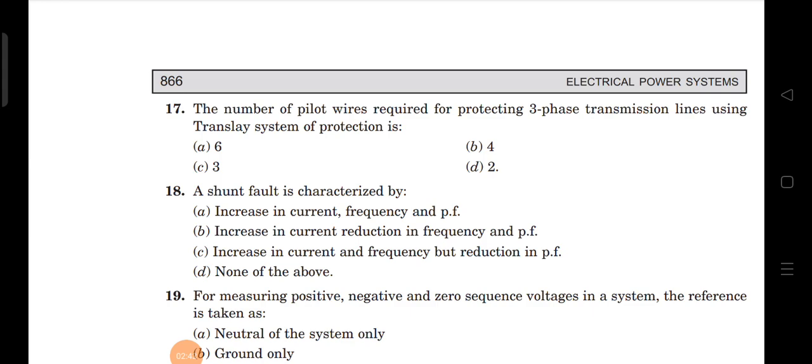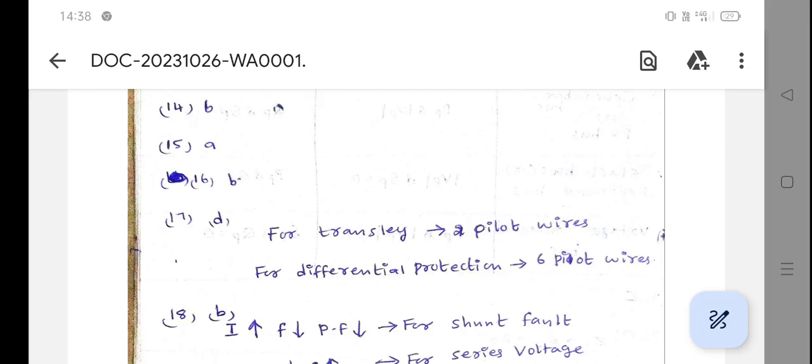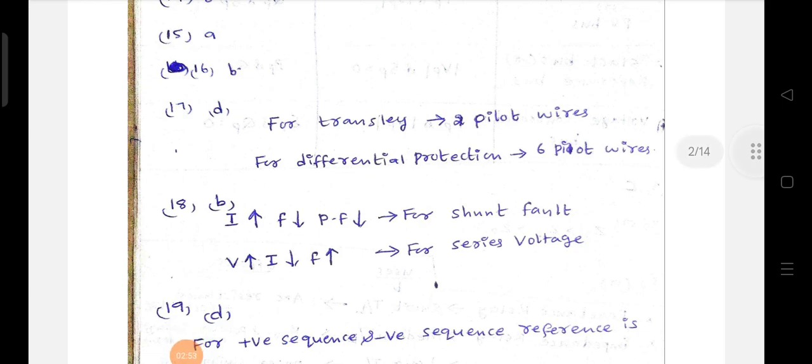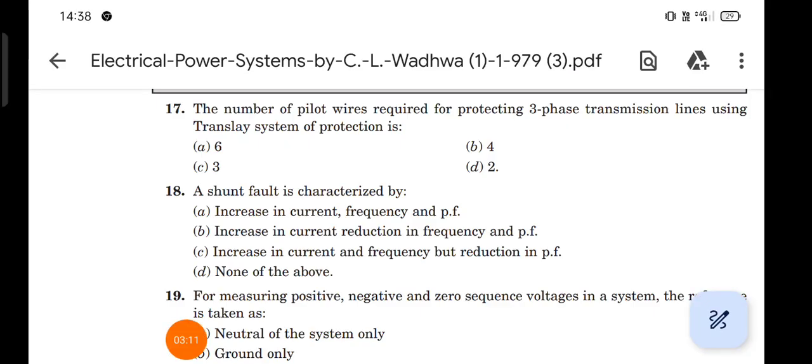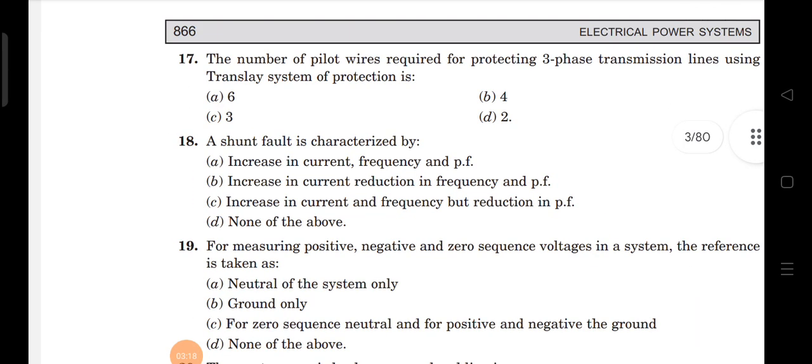Next, in case of a shunt fault, power factor and frequency should be reduced. See here, for a shunt fault, current increases, and frequency and power factor reduce. For a series fault, series is nothing but an open circuit fault. For an open circuit fault, the supply voltage increases, current reduces, and frequency also increases. Here a shunt fault is given, right? That means current increases and power factor and frequency should be reduced. That means the second answer is correct.